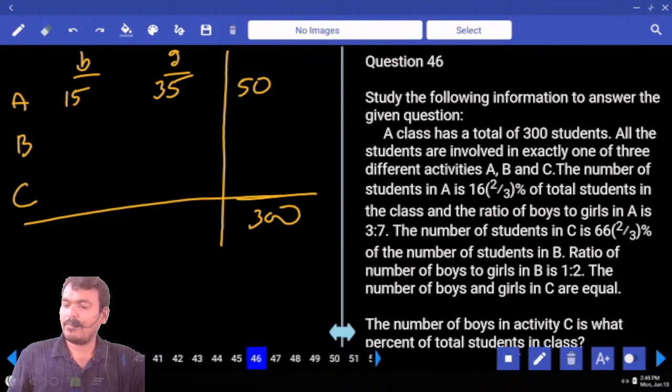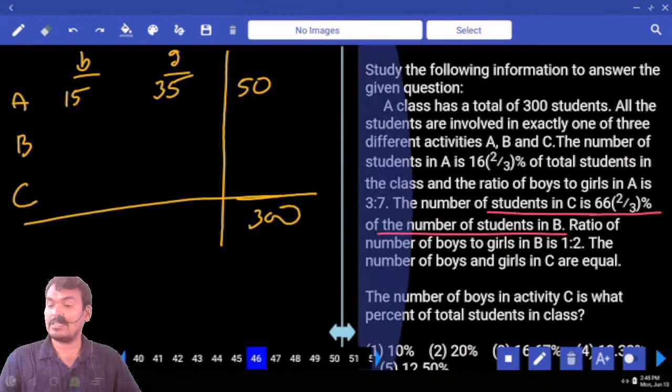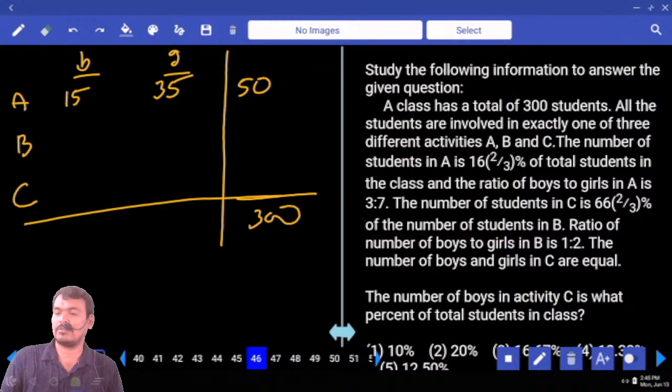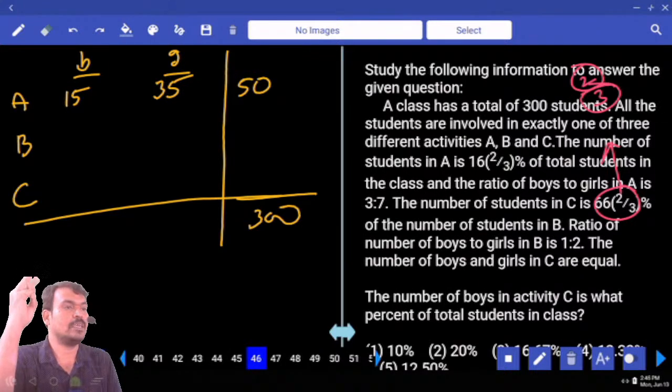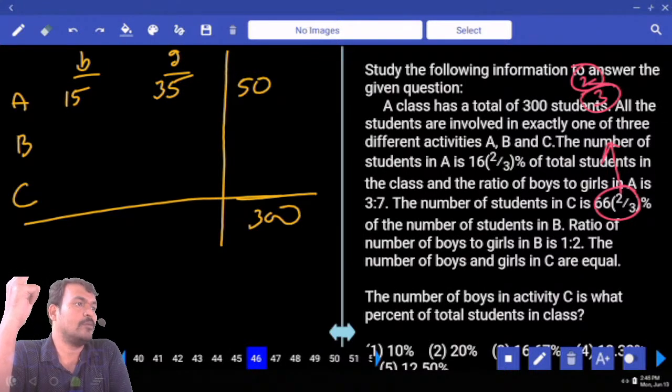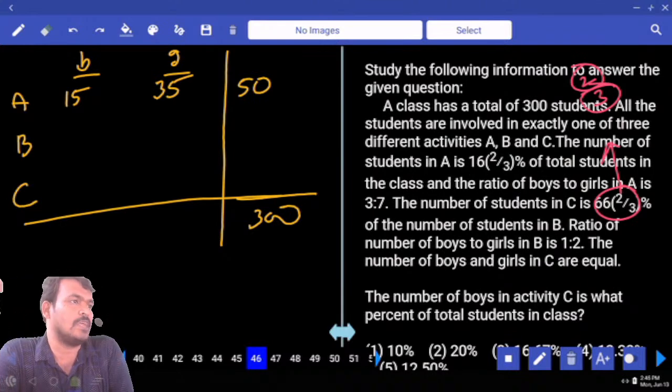Next, the number of students in C is 66 by 3% of the number of students in B. 66 by 3% means the fraction 2/3. 2 is the C value and 3 is the B value. C is 2 parts and B is 3 parts, total 5 parts.